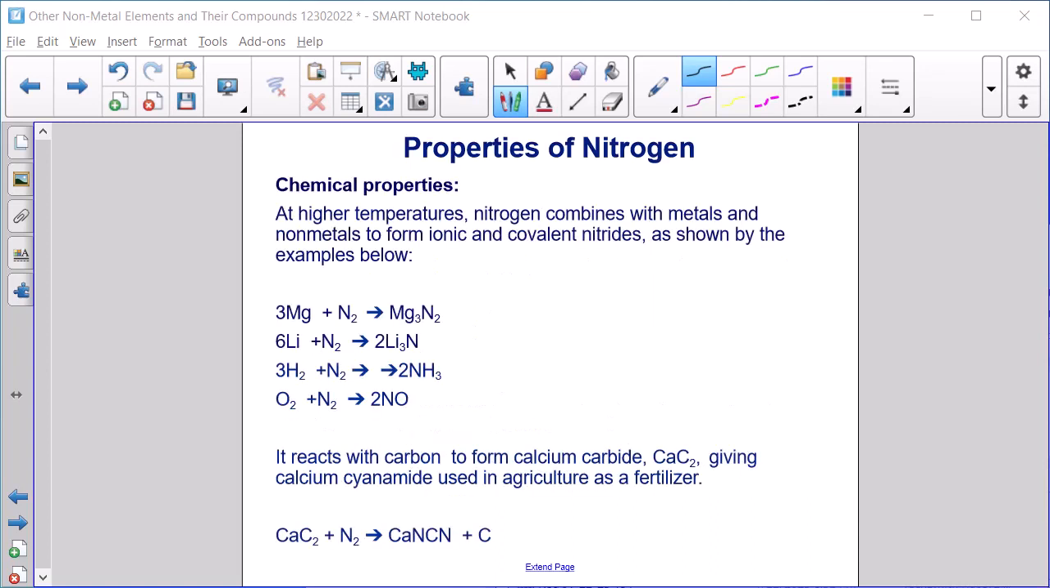At higher temperatures, nitrogen combines with metals and nonmetals to form ionic and covalent nitrides, as shown by the examples below. Here's a reaction with magnesium or lithium to form an ionic compound, or with hydrogen or oxygen to form covalent compounds. It reacts with calcium carbide to give calcium cyanamide, used in agriculture as fertilizer, shown here.